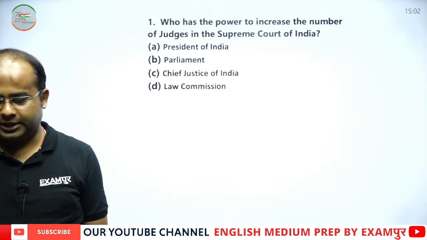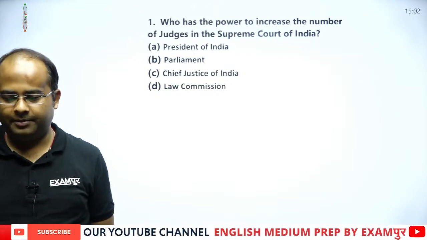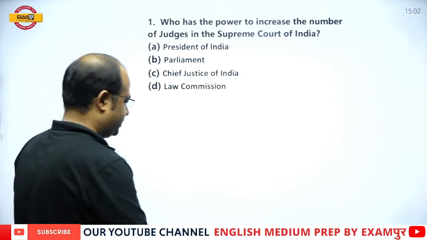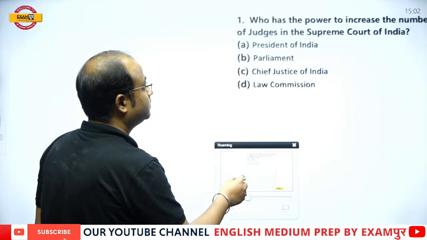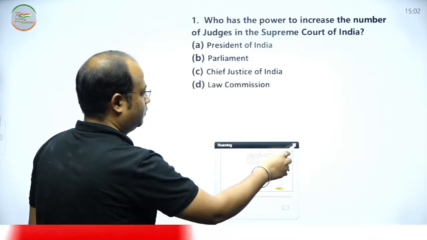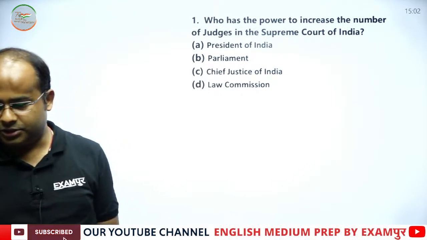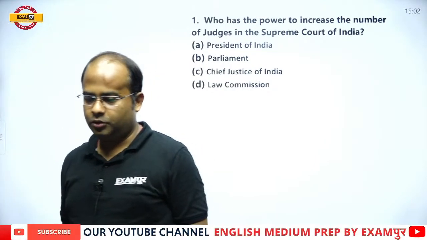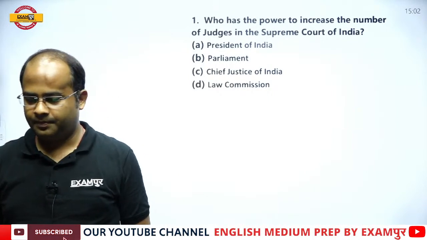What will be the correct answer guys, in the form of ABCD? Is it President of India, Parliament, Chief Justice, or Law Commission? Vikas is saying option B, that is the Parliament of India. What about others guys? Which authority has power to increase or decrease the number of judges?